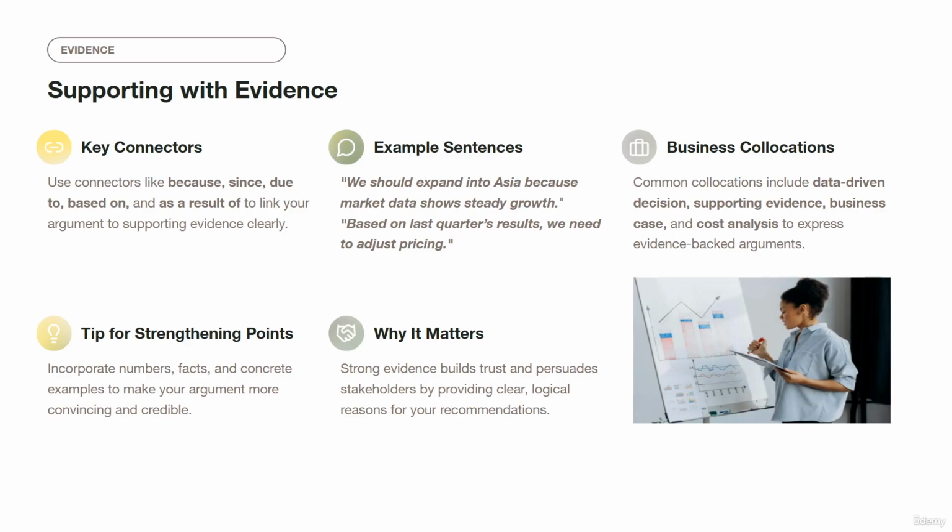Business collocations that we'll find in this area are things like data-driven decisions, supporting evidence, business case, cost analysis, cost-benefit analysis that we saw previously. And this is the kind of evidence that you'll point to when you are explaining your decisions. To the extent you can, try to incorporate numbers, facts, and concrete examples to make your argument more convincing and credible. Obviously this helps build trust and persuades, when people can understand. You demonstrate to people the reasons why and the way you've reached the conclusions that you've reached, based on what evidence.